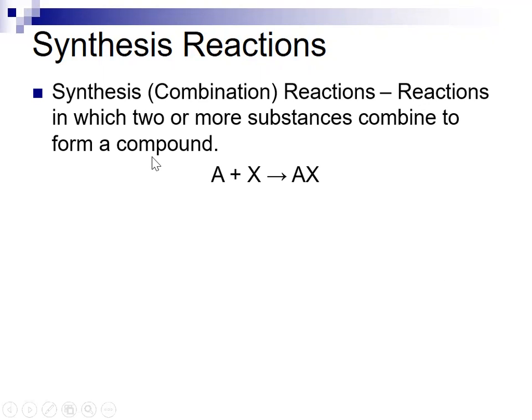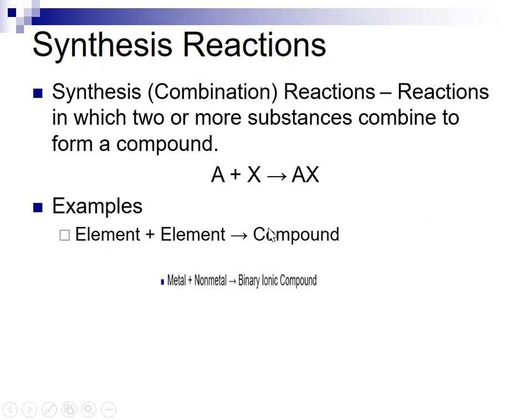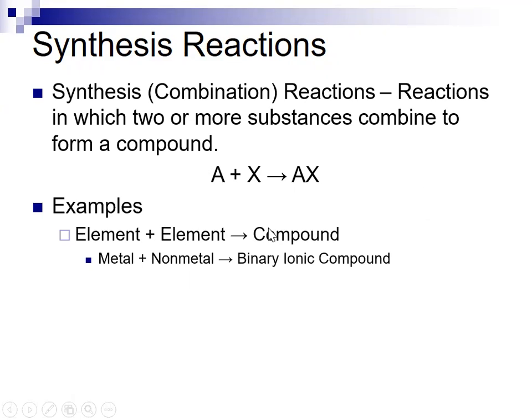A synthesis reaction, there's only one product. Now, there's a lot of different ways this can be, okay? You can add 2 elements and make a compound. So you can break that down into a metal plus a non-metal. If you want to make a binary ionic compound, it's your metal plus your non-metal, okay? A metal plus a non-metal yields an ionic compound.